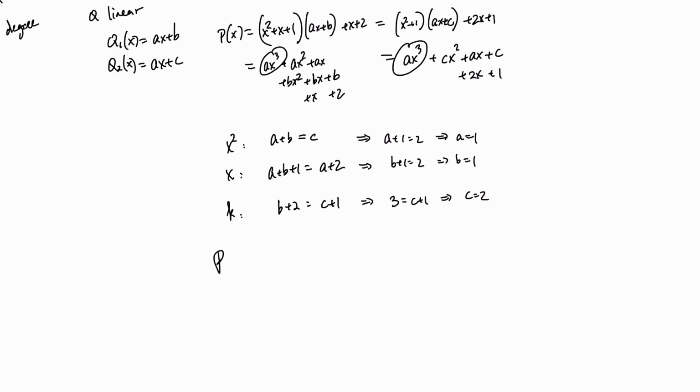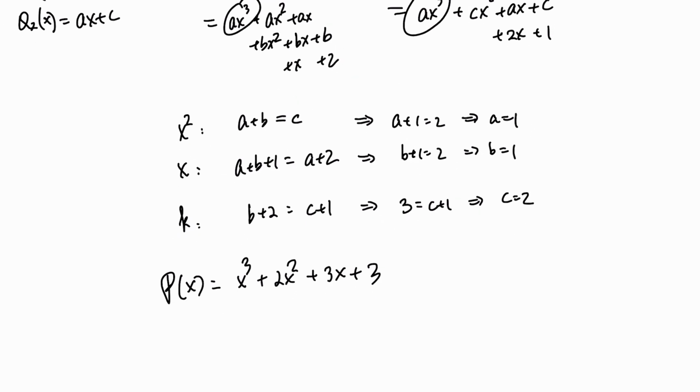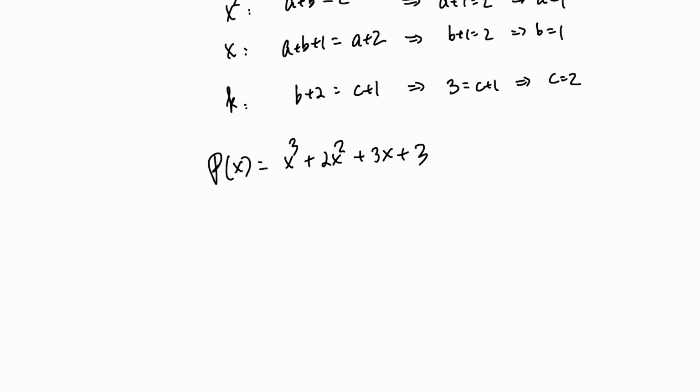Therefore, we would have p of x equal to x cubed plus a plus b, 2, x squared plus a plus b plus 1, 3, x plus this b plus 2, which is 3. You can check that this polynomial actually does satisfy the condition, and it is the only cubic polynomial that does satisfy the condition. So we want the sum of the squares of the coefficients. So 1 squared plus 2 squared plus 3 squared plus 3 squared. That's 1 plus 4 plus 9 plus 9.